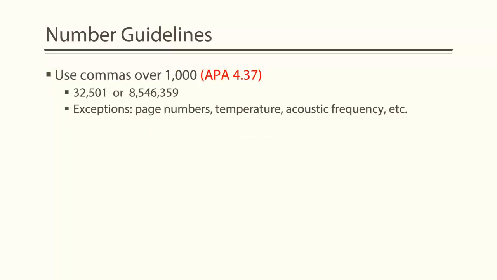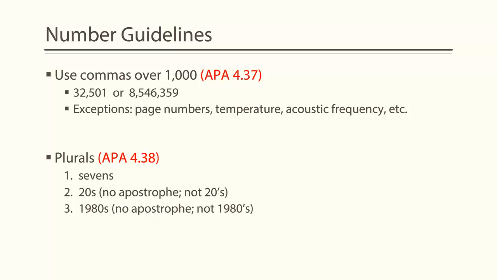When writing numbers, you should use commas to separate digits in groups of three for numbers over 1,000. Exceptions to this include page numbers, temperatures, acoustic frequency, and others. Please see APA 4.37 for full details on the exceptions.